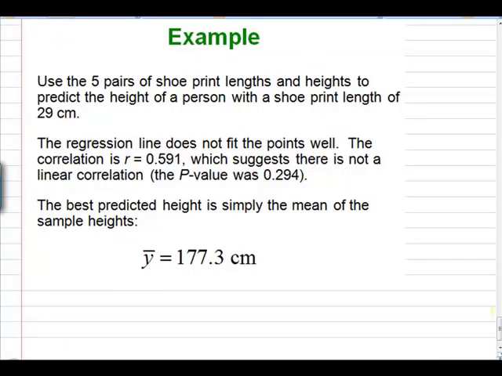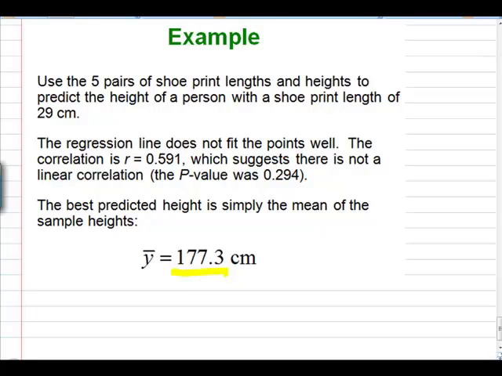So using the 5 pairs of shoe print lengths and the heights to predict the height of a person with a shoe print length of 29 centimeters, the regression line does not fit the points well. That's why we came up with there's no correlation, which means that we need to use the average value to predict y. And that's pretty much all you want to get out of the linear regression.